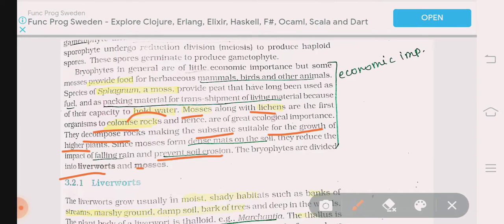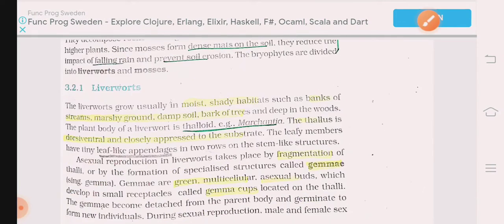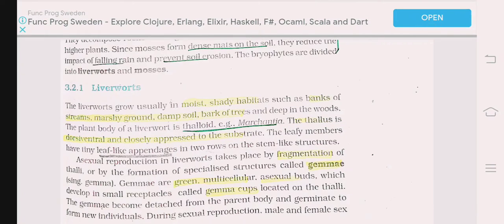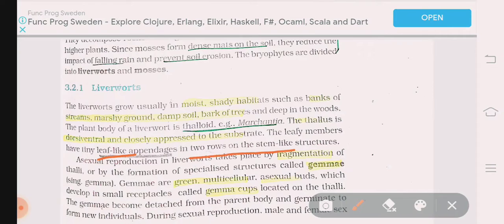The bryophytes are further divided into liverworts and mosses. Let's see each of them. Liverworts live in moist, shady habitats such as banks of streams, marshy ground, damp soil and bark of trees. The plant body of a liverwort is thalloid, and an example is Marchantia. This example is very important. I have shown you the picture of Marchantia also. The thallus of this liverwort is dorsiventral and is closely pressed to the substrate. It does not have leaves but has leaf-like appendages in two rows on the stem-like structures.